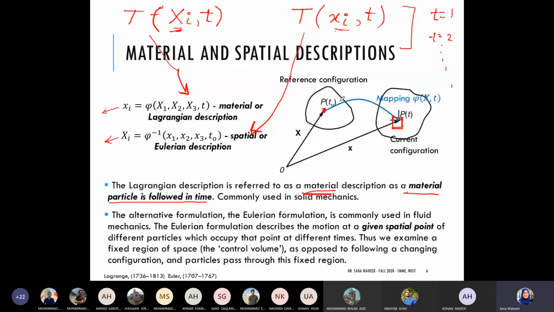Any other questions? Please keep thinking. Just for your reference, because inshallah you'll all go on to do big things, I want to point out when Lagrange and Euler were operating, so to speak. Lagrange lived from 1736 to 1813, and Euler was born in 1707 and died in 1767. So these two are the ones to blame for these two descriptions.